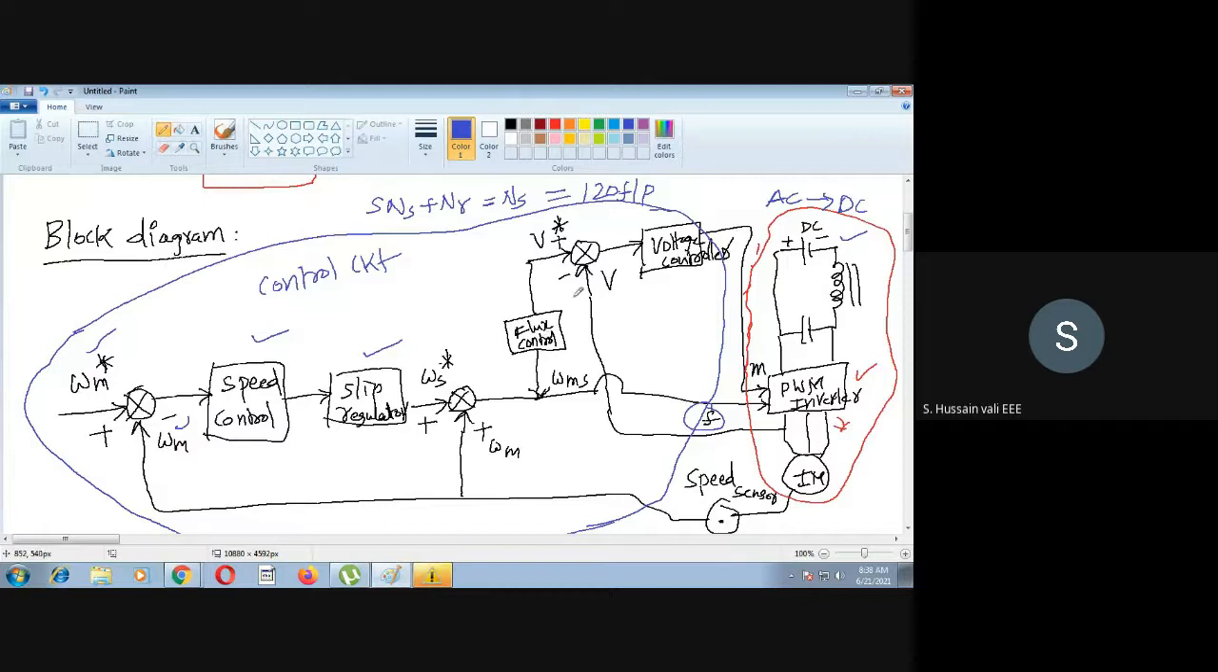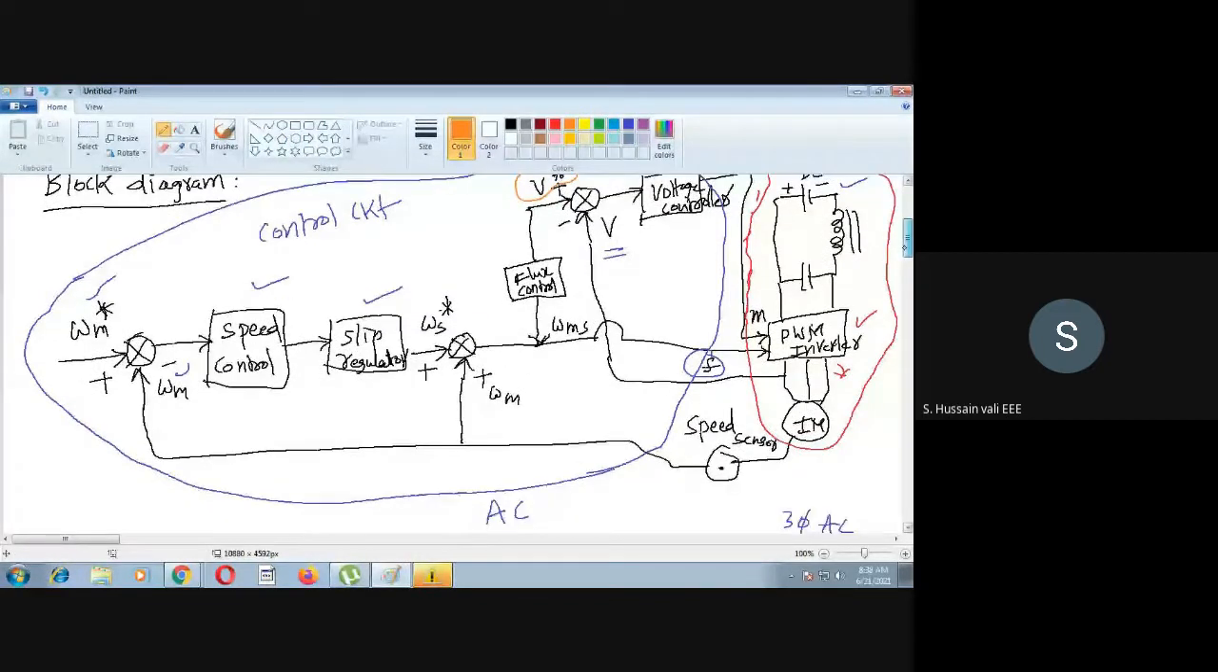Then you have this voltage. You take the feedback here. You see here I have taken v, the voltage, as the feedback. That voltage will be compared with the reference voltage. Now, you are generating the reference voltage from the flux control box. So this flux control box is very important.